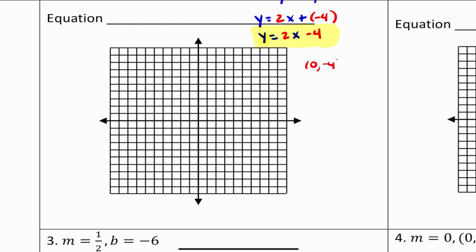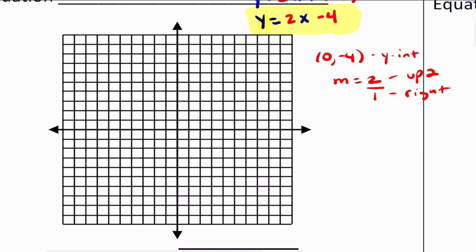This is my y-intercept. Okay, and then my slope is 2, or 2 over 1. And since this is a positive slope, I'm going to go up 2 because that's a positive 2, and then I'm going to go right 1. So start at 0, -4, which is right here. And then I'm just going to go up 2.